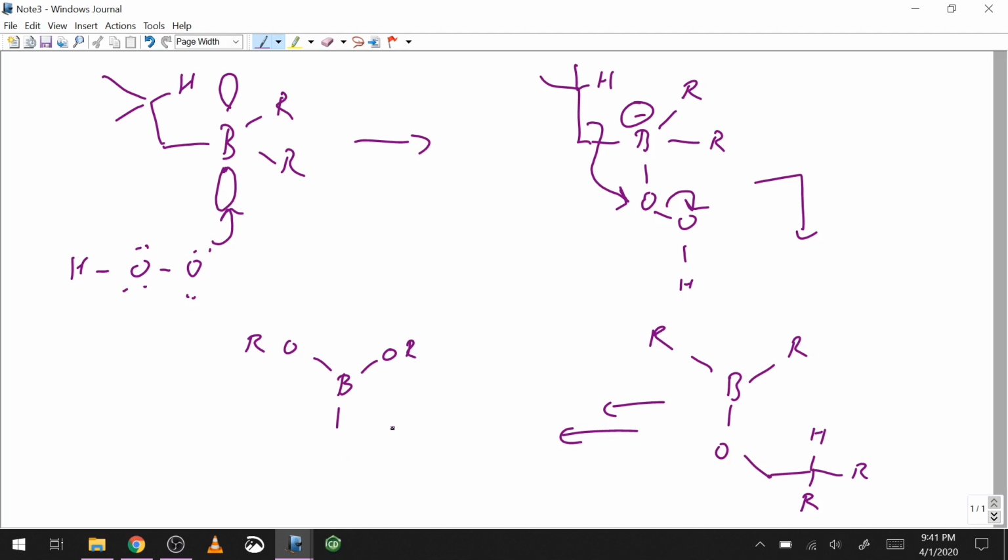I'm just going to go ahead and abbreviate the last one. Sorry, those are not R groups there. Those are methyl groups. Those should not be R's. Those should be the methyl groups in the original structure. So I'm going to abbreviate the last one as OR here just to make my life a little simpler.